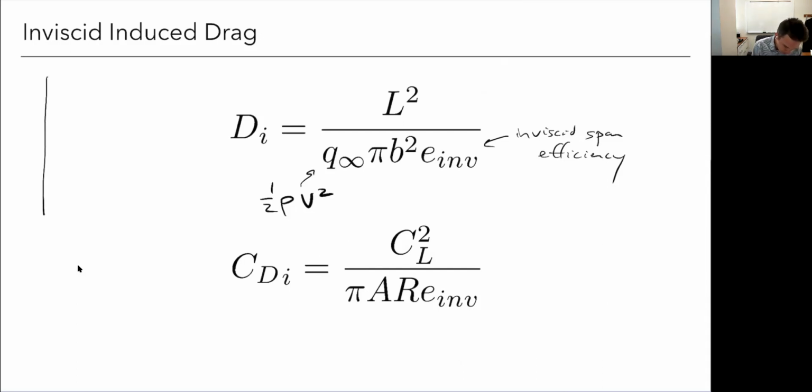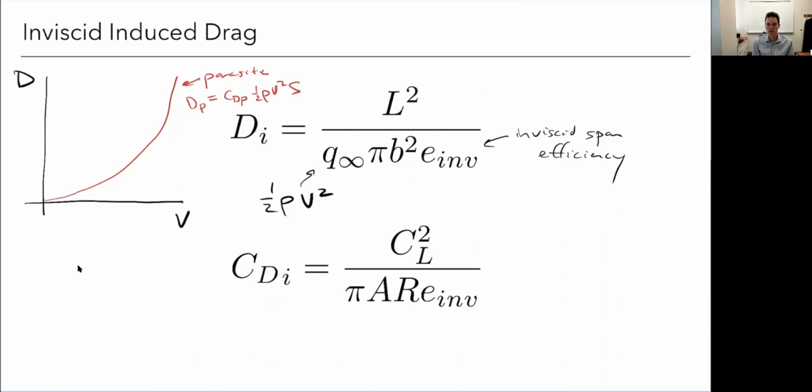So if we go back to this plot, speed, drag, what it looks like is that parasitic drag actually does look like this. This is the kind of plot that many of you drew. Parasitic drag, it is C sub D P. It's going to be like a drag coefficient times 1/2 rho v squared times an area. And you can see there's that v squared term, so it varies quadratically.